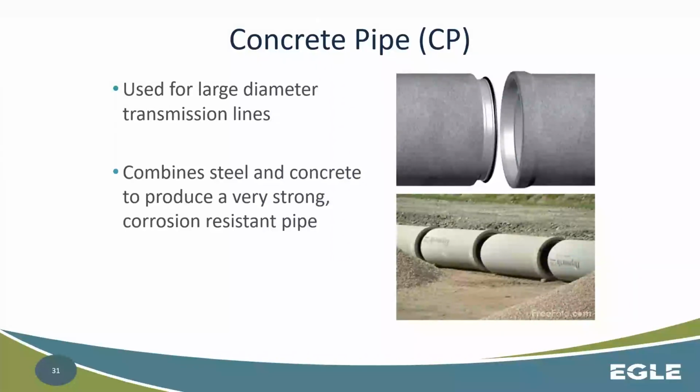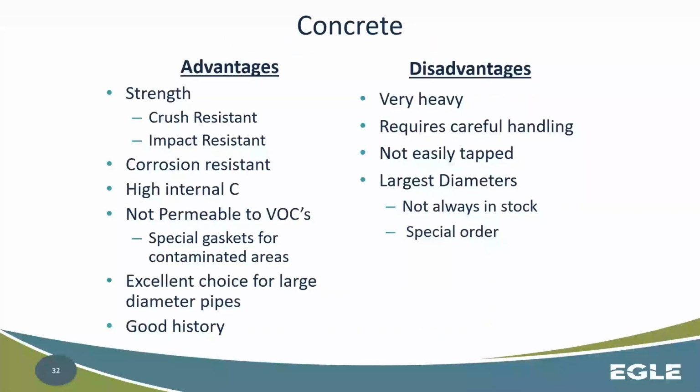Another example of pipe material here is concrete piping. This is typically used for large diameter transmission lines. Combine steel and concrete to produce a very strong, corrosion resistant pipe. So these are typically when you're talking very large diameters, that's bringing a lot of volume of water to the area. Maybe not your individual distribution mains, but your transmission mains themselves.